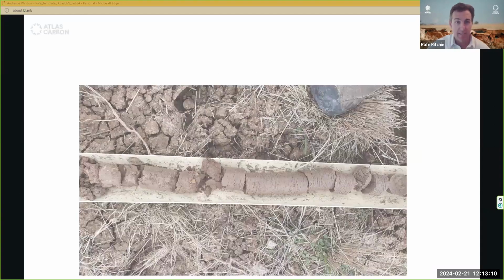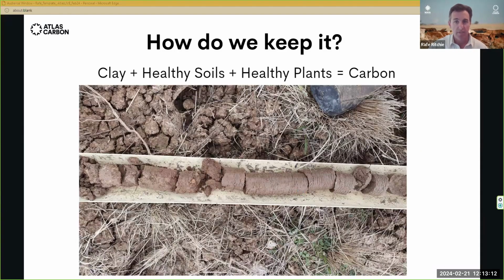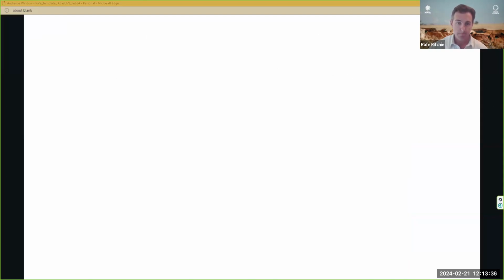Another part, how do we keep it? Really simple. Growing plants, making use of the moisture that's there, and healthy soil. And we do need a bit of clay. This is very rough, but most soils can actually put carbon down. What they can't do is hold it down. So we need a bit of clay, healthy soils, healthy plants, and that's the recipe for carbon.